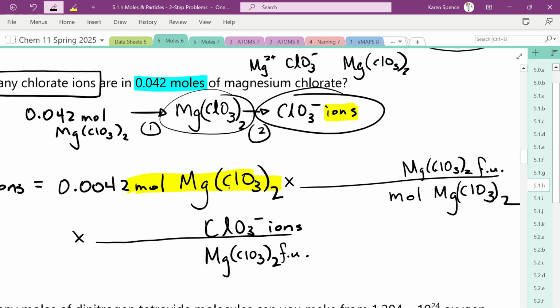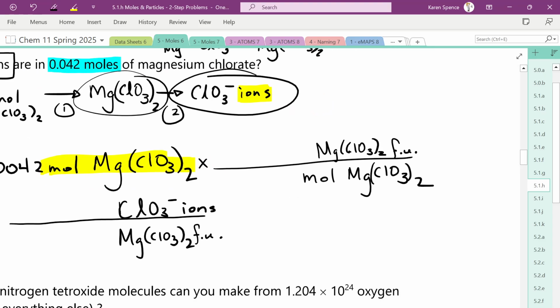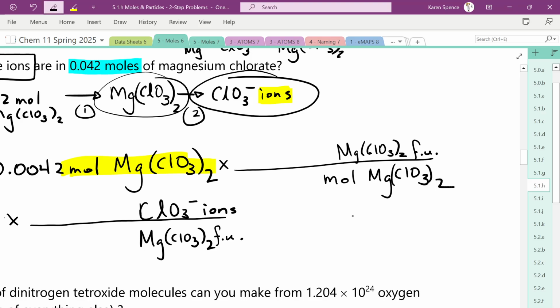How do we go from moles to particles? What's the ratio between moles and particles? That would be Avogadro's number. So, how do we go between formula units and moles? We use Avogadro's number. Does Avogadro's number, 6.02 times 10 to the 23, go on the top or the bottom here? It goes on the top, 6.02 times 10 to the 23 formula units, because remember the 1 goes with the mole.